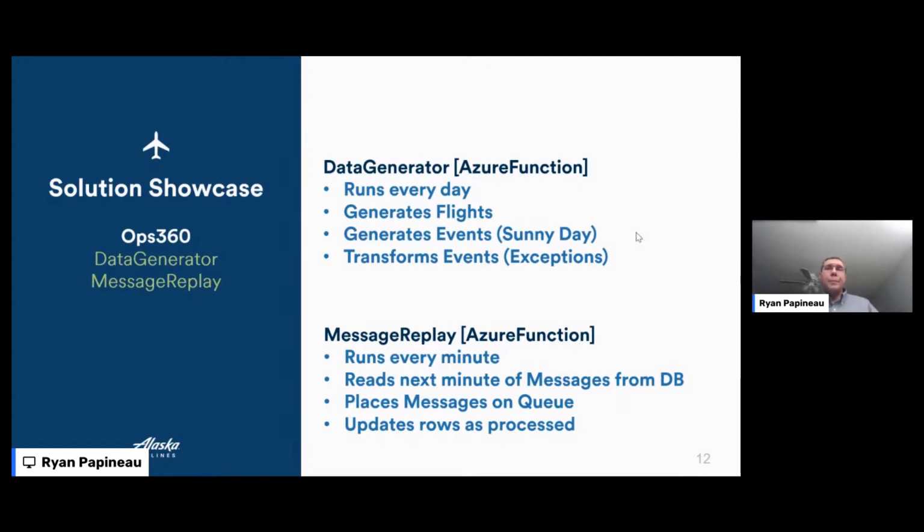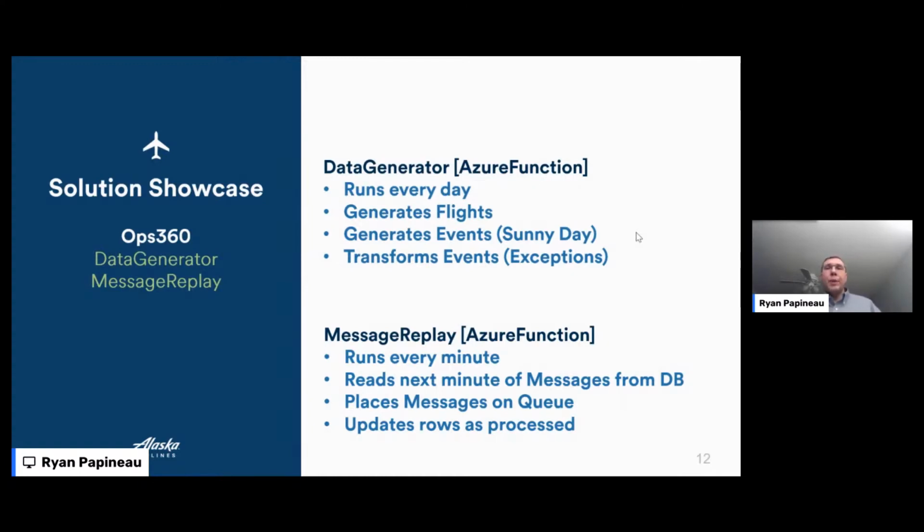It runs every day. It does three things. It generates flights, generates events, which is considered like our sunny day base event model. And its third step, based on the configuration, will do complex transforms to create exception scenarios. And we're going to go into all these things in detail in a few minutes.